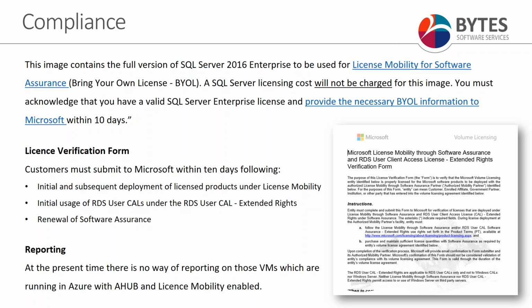With regards to reporting, unfortunately, there's currently no way of pulling a report from Azure which shows which VMs have a bring your own license assigned to them, whether deployed through the image gallery or whether you've deployed the software after provisioning the VM itself. So it is important to keep track of the license verification forms. Obviously, in the event of an audit, you'd have to prove that you've, A, got the licenses, and secondly, that you've completed the verification forms as well.